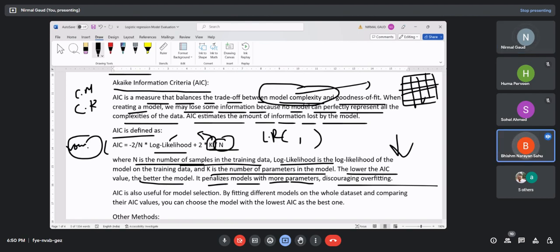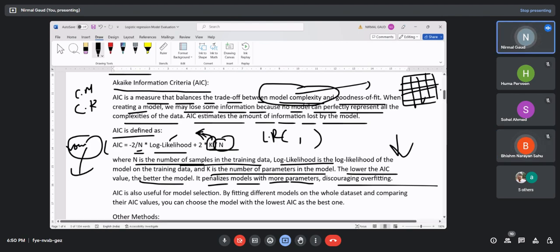Here k is the number of independent variables, and the number of samples is the number of rows available in your data set. That means we are using 500 or 1000 or 2000 entries. Okay, so n is your number of samples, number of entries, and k is your number of parameters.